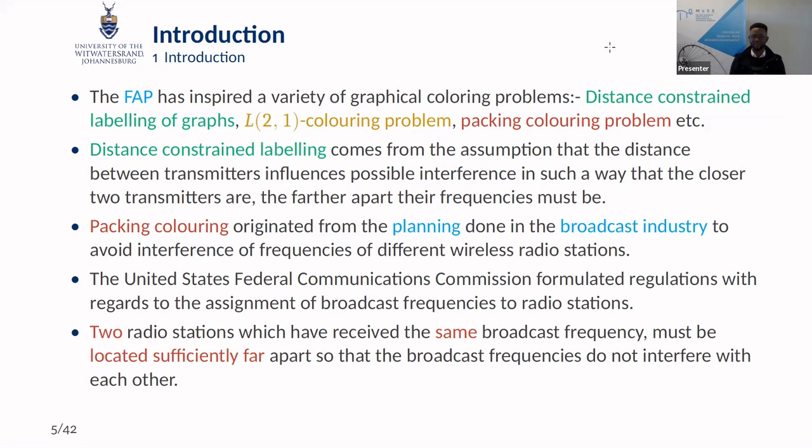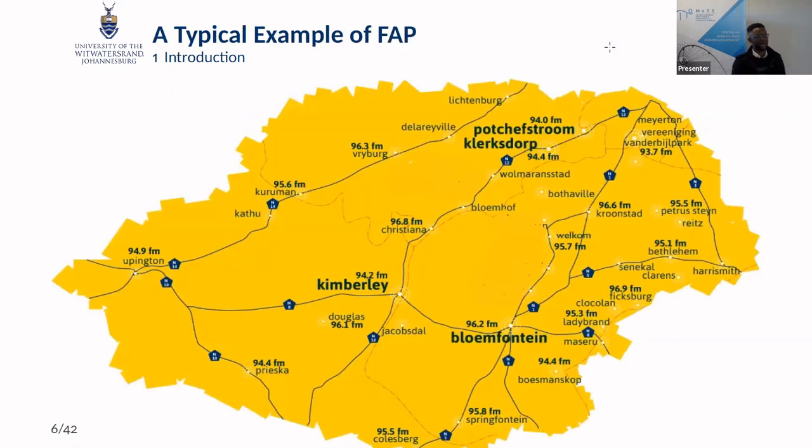The one I'm going to focus more on is the packing coloring, which arises from the practice in the broadcast industry, because we want to avoid interference of frequencies of different wireless radio stations. Earlier on, the United States gave some regulations to say that if you have two radio stations which receive the same broadcast frequency, then you must ensure that the locations are very far apart, so that the broadcast frequency of this one does not interfere with the broadcast frequency of the other one. So I decided to check the map of frequencies from around South Africa.